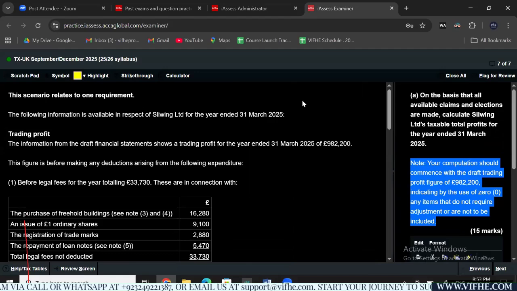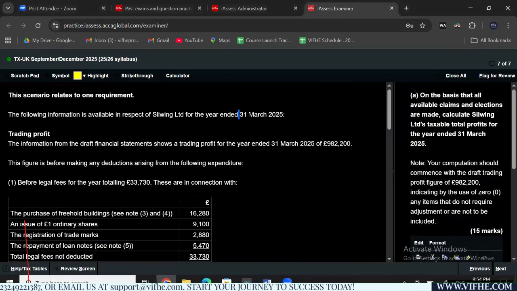As the company has made accounts for the year ended 31st March 25, that means their accounting period is of 12 months. Their draft figure for profit is 982,200, so we are going to start with this figure of 982,200 pounds. And in the case of companies, there is no option of choosing either the cash basis or the accrual basis. We just have one treatment available, and that is the accruals basis.